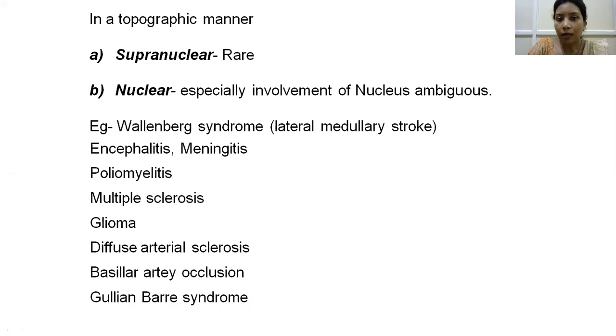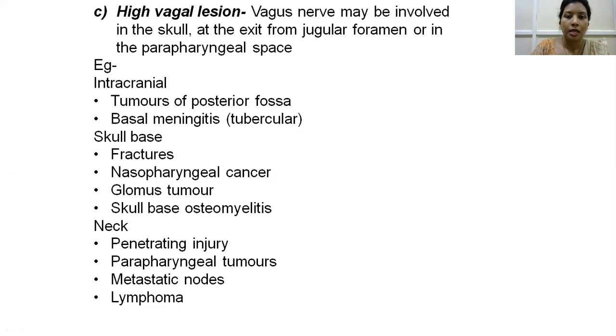Then there is a glioma, tumor of the glial cells. There could be diffuse arterial sclerosis. There could be a basilar artery occlusion, and also in conditions of Guillain-Barré syndrome. Guillain-Barré syndrome is an ascending peripheral nervous system paralysis, usually seen in post-viral conditions. So all these could cause a nuclear level of vagus nerve paralysis.